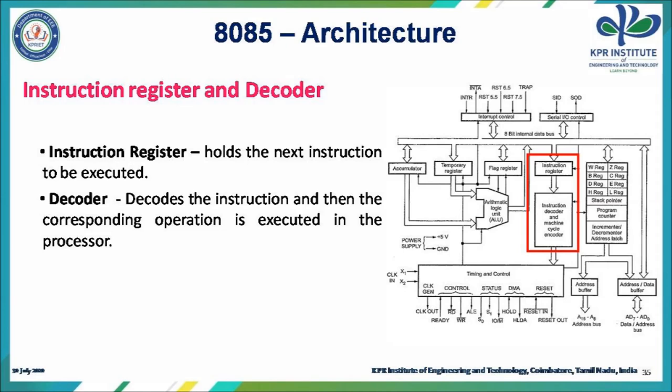So the next block is the instruction register and decoder. The instruction register is used to hold the next instruction to be executed by the processor. It takes the opcode from the memory and holds it in the location. The instruction decoder decodes the hexadecimal codes into binary codes, because the processor can identify only the binary codes. So the hexadecimal codes which are programmed by the user are converted to machine level codes, that is binary codes.